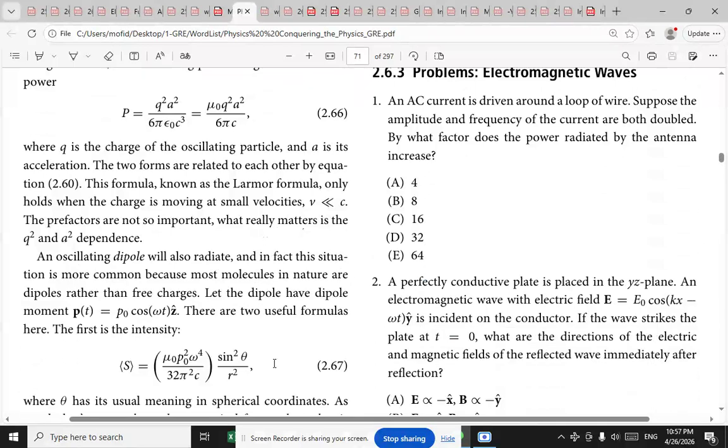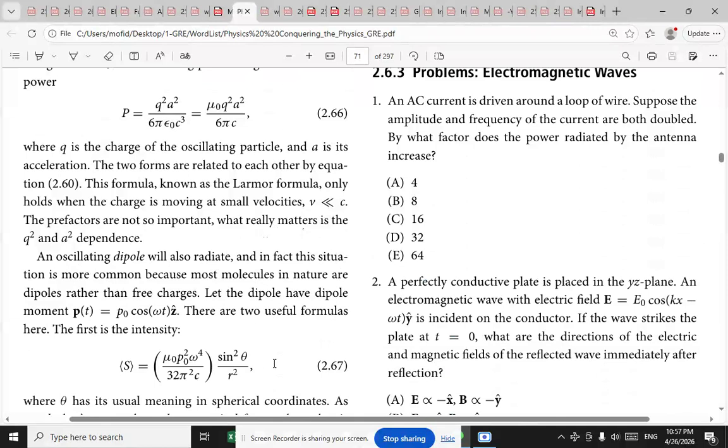An oscillating dipole will also radiate, and in fact, this situation is more common because most molecules in nature are dipoles rather than free charges. Let the dipole have dipole moment p equal to p0 cosine omega t in the z direction. There are two useful formulas here.